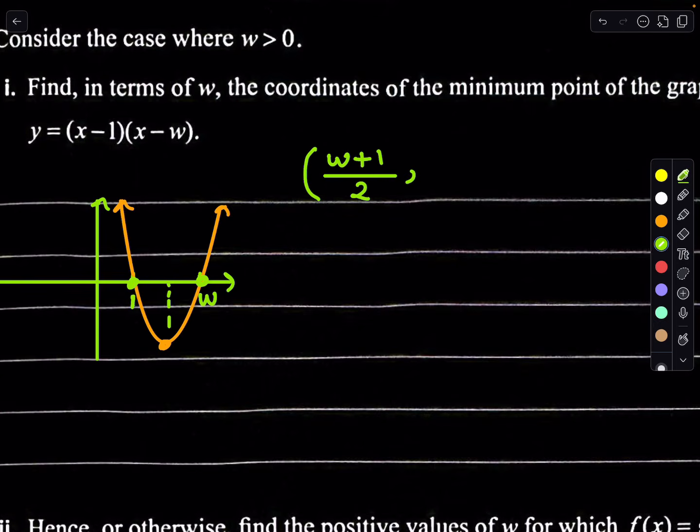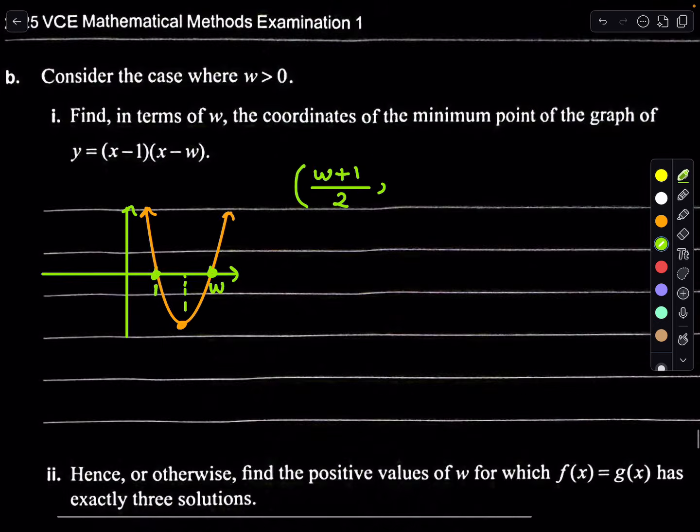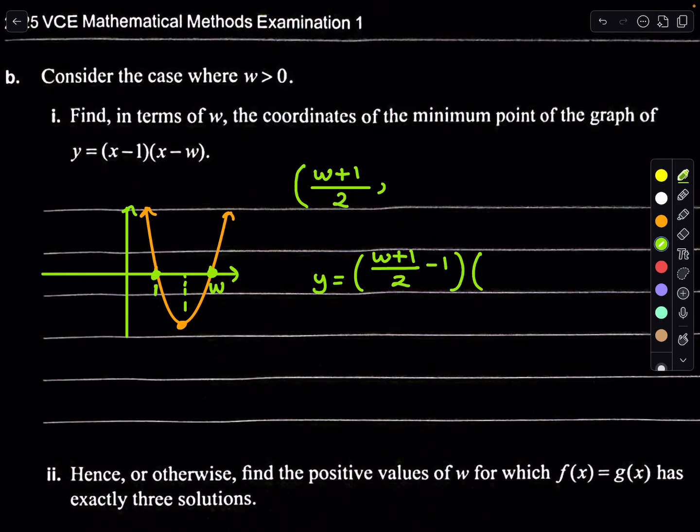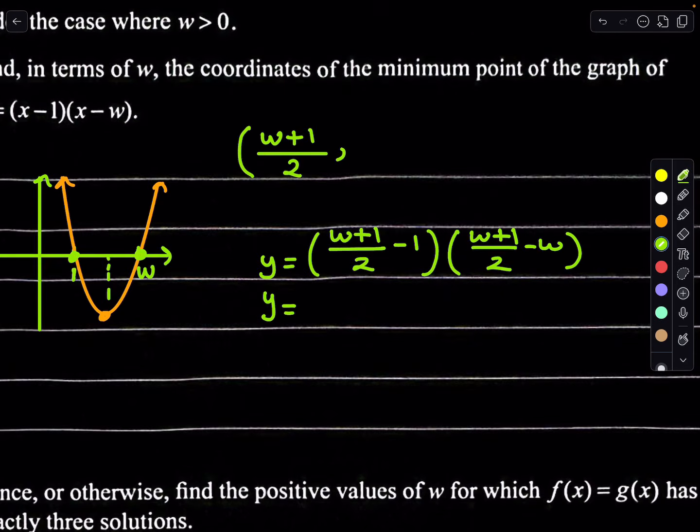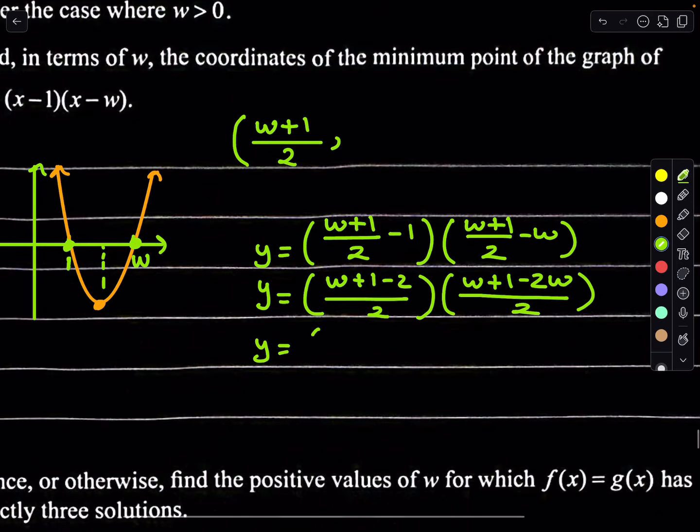And of course, to find the y value, you have to sub it back into the original function. So let's do that. y equals, we sub in that x, which is (w plus 1) over 2 minus 1, and then (w plus 1) over 2 minus w. So let's simplify that. (w plus 1 minus 2) over 2, and (w plus 1 minus 2w) over 2. Common denominators, which is (w minus 1) over 2.